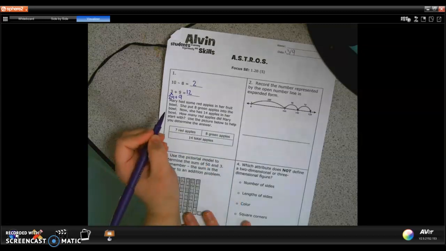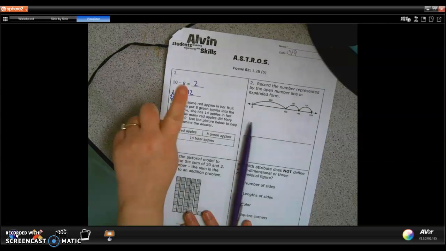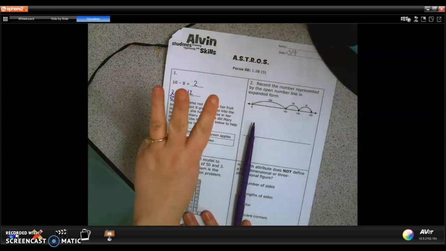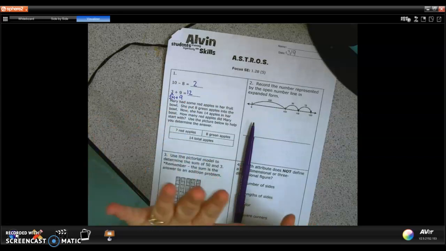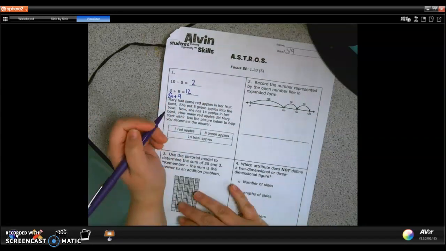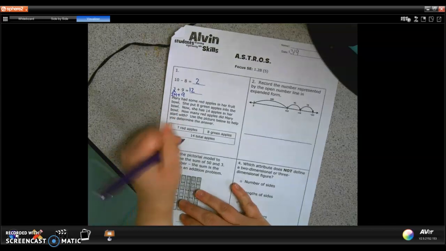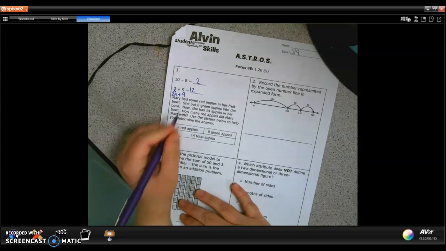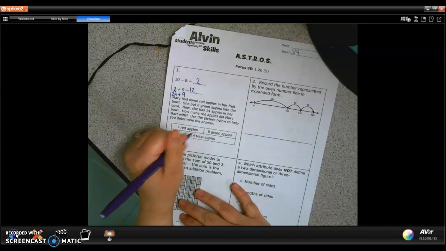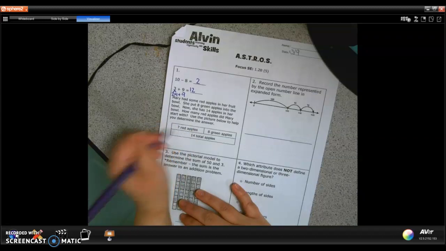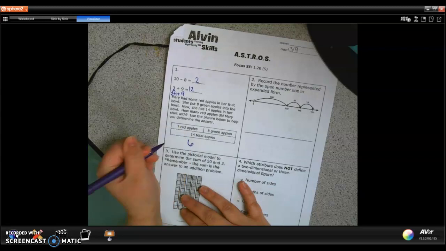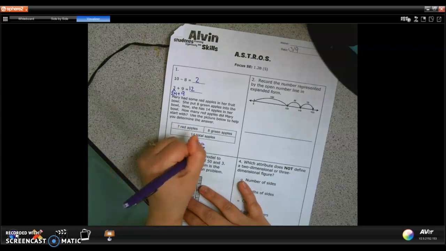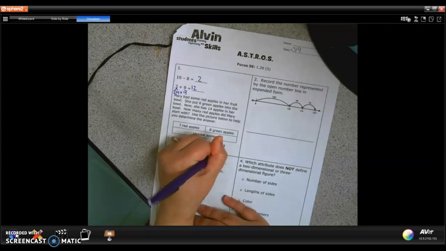So I could count on, I could go 8, 9, 10, 11, 12, 13, 14. I would see that was 6 apples. I could do it like that. I could take 14 minus 8. I could represent it using a 10 frame. And I could use doubles, near doubles, and I know 7 and 7 is 14. So that means 6 and 8 must be 14. So I could do it any of those ways. So I know she has 6 red apples.